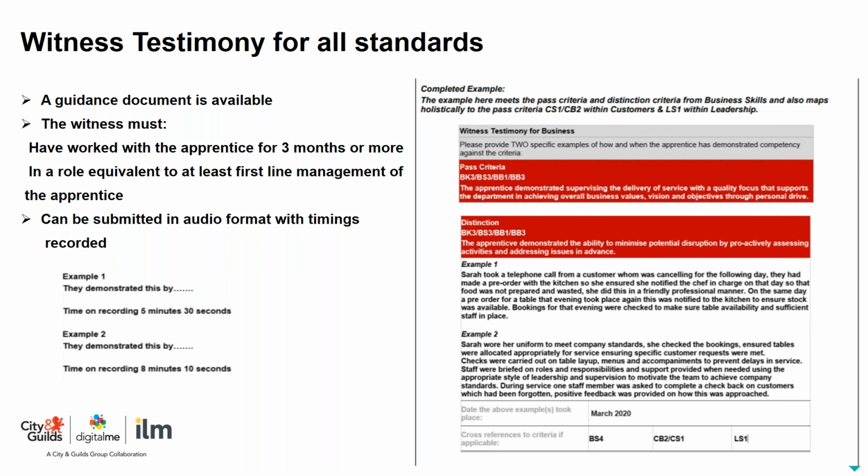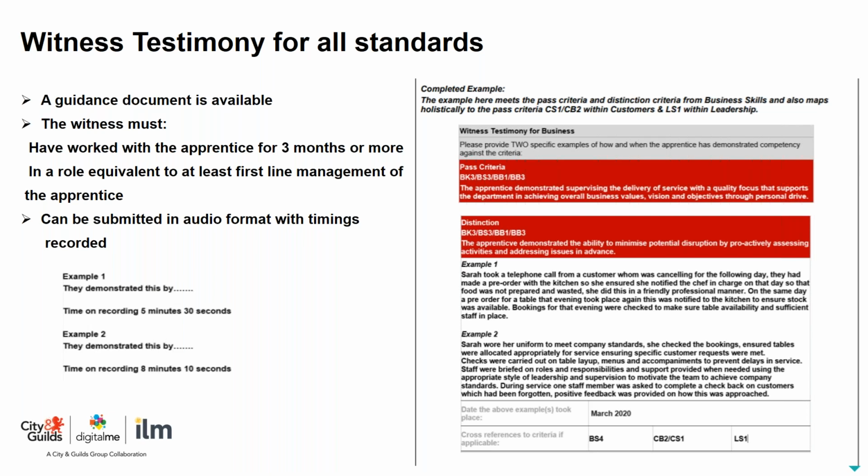They give the employer the opportunity to provide evidence of when the apprentice demonstrated both the pass as well as the distinction criteria, if indeed they did this. There will be 1 witness testimony for each standard, as they are specific to the criteria. And as previously mentioned, for hospitality supervisor and team member, there is a separate witness testimony for each pathway.